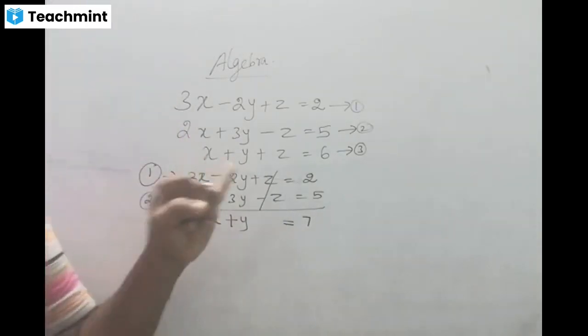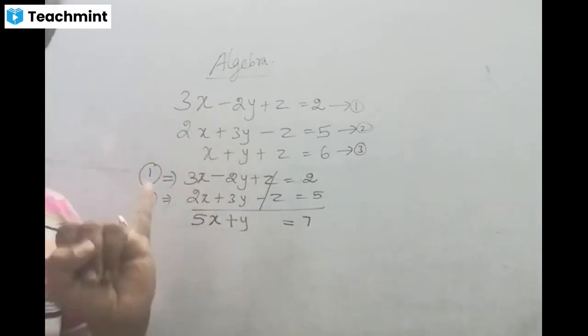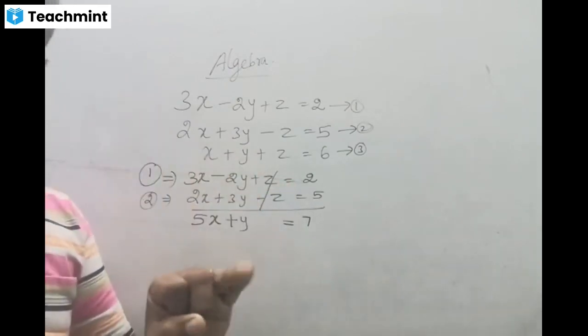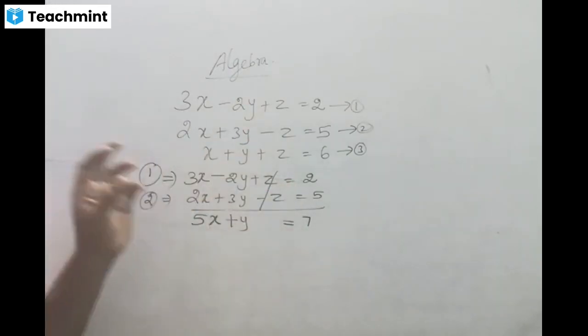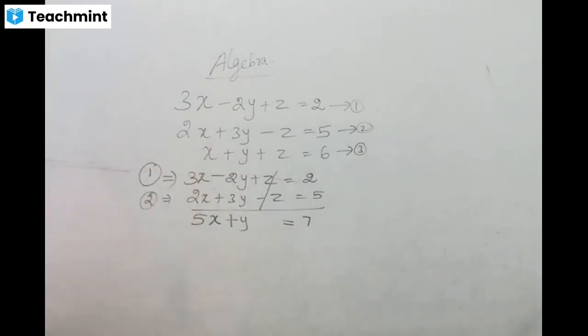The one thing is what? The coefficients of the particular variable in both equations must be the same, and the signs of the particular variable in both equations must be alternate. Then only we can cancel. So before eliminating, we should observe the sign of the particular variable.